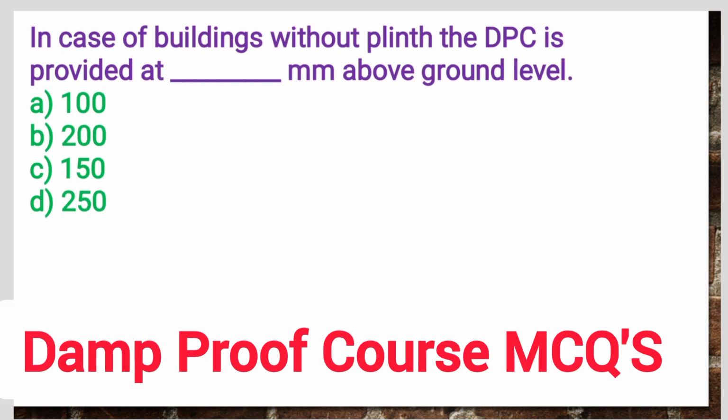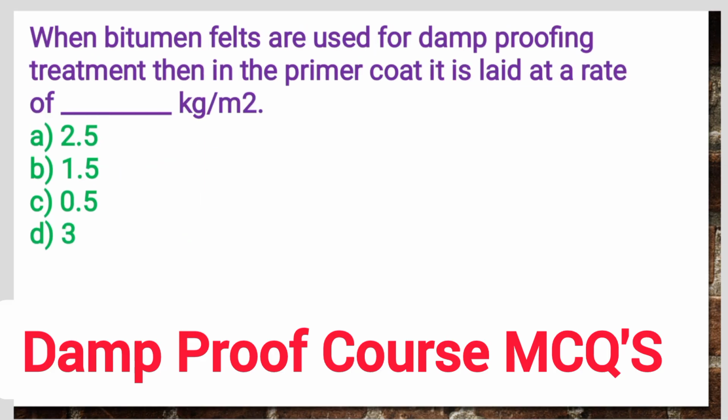Next question, in case of the building without plinth, the DPC is provided at dash mm above the ground level. Option A 100 mm, option B 200 mm, option C 150 mm, and option D 250 mm. So the correct answer is option C, 150 mm. Next question, when the bitumen felts are used for damp proofing treatment, then the primer coat is laid at the rate of dash kg per meter square. So option A 2.5, option B 1.5, option C 0.5, option D 3. So the correct answer is option B, 1.5 kg per meter square.